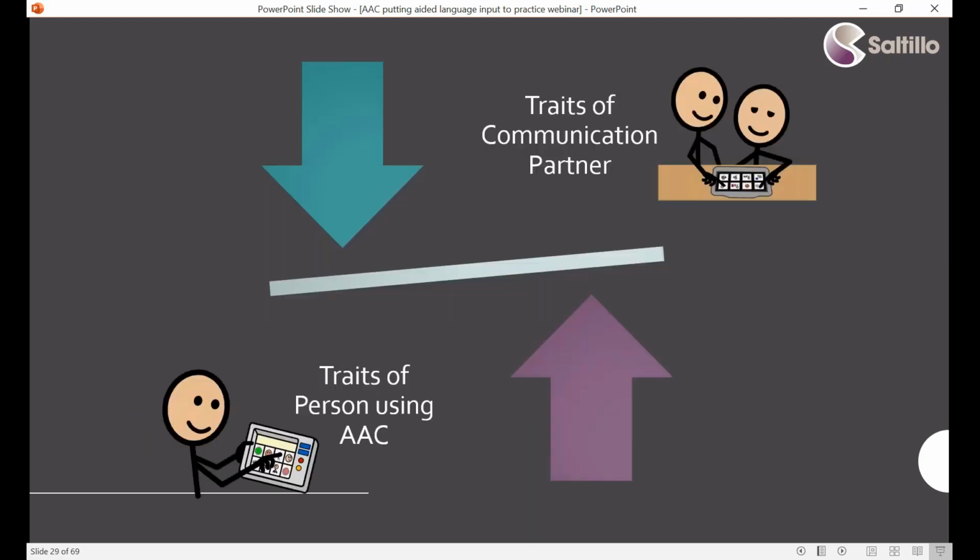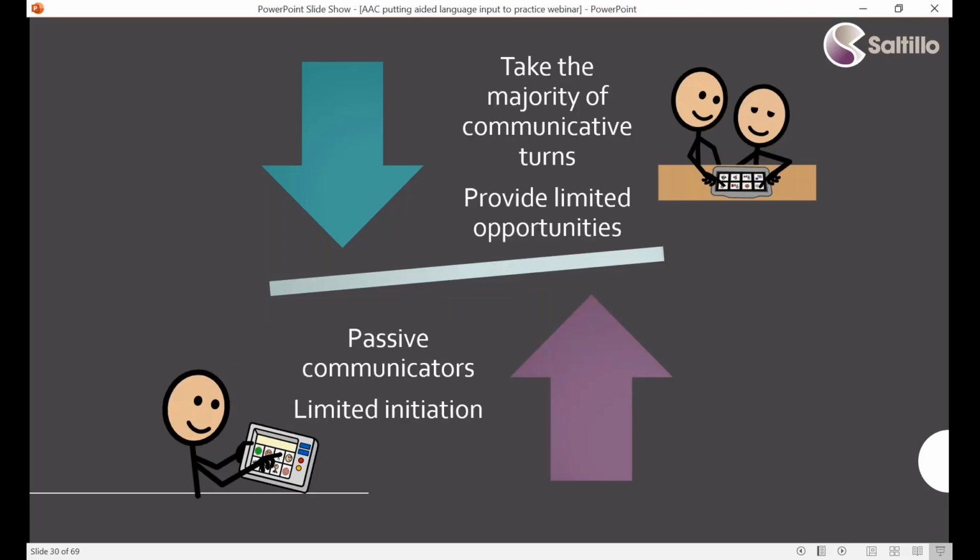Now, what you can start to see is there's this pattern that develops between what we do as a communication partner and what our person is doing with AAC. So, for example, if we as the partner are taking the majority of the communication turns, providing limited communication opportunities, what we will see in turn is our person who uses AAC tends to be very passive. They may not initiate a conversation very often because they're waiting for us to jump in and say something or give them some sort of cue.